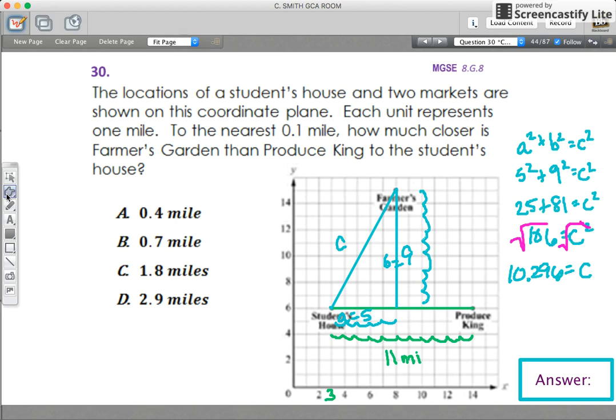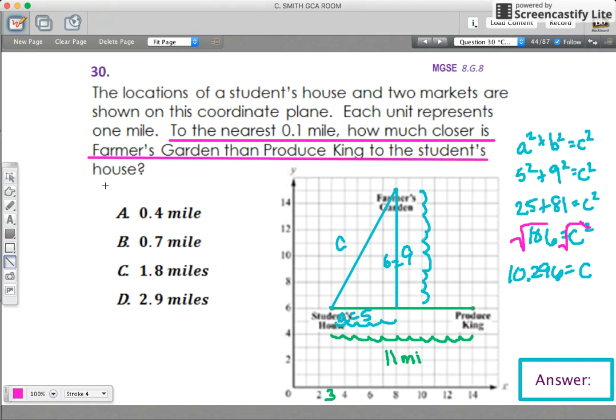All right, so let's look and see. We've gotten an answer here. Let's see if it's the right answer, if we need to keep going. So our final question is, to the nearest tenth of a mile, let's underline this, how much closer is Farmer's Garden than Produce King to the student's house? So what we're doing here is we are comparing. So we're going to end up subtracting, right?